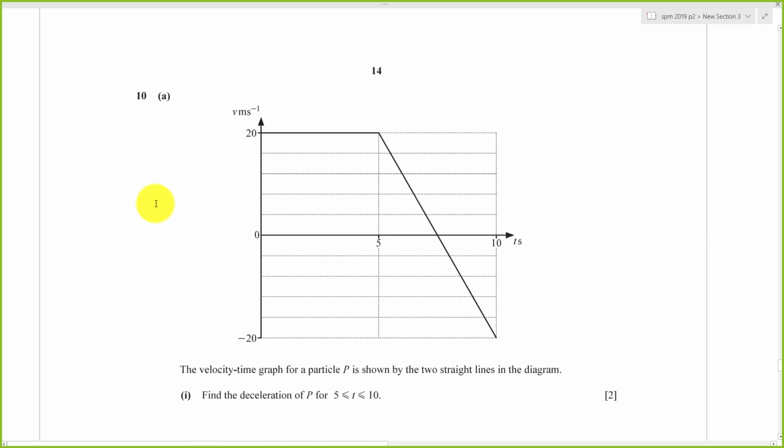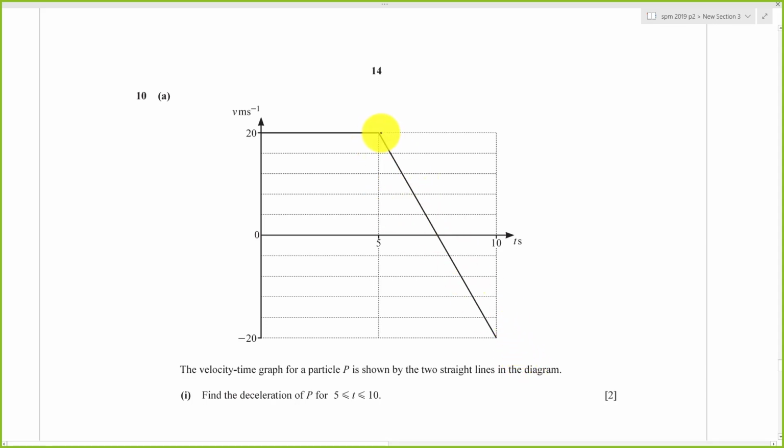Okay, this looks like a math question. Let's have a look at question number 10 here. The velocity-time graph for the particle P is shown by two straight lines. Obviously you can see one straight line here, the other straight line like this. Find the deceleration of P from 5 to 10. So you want to know the deceleration here.